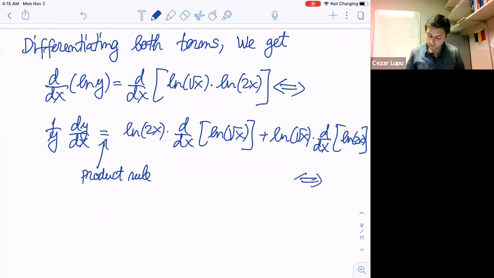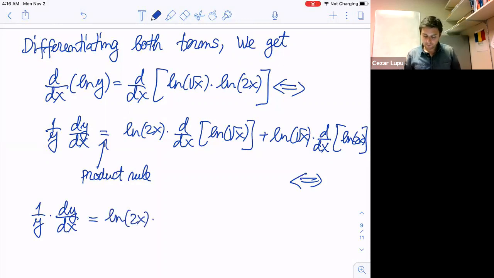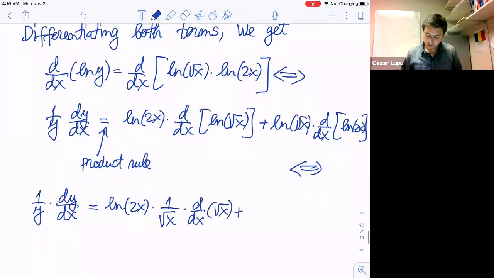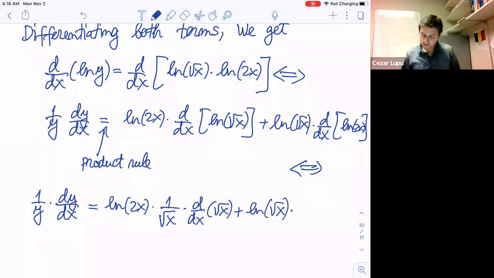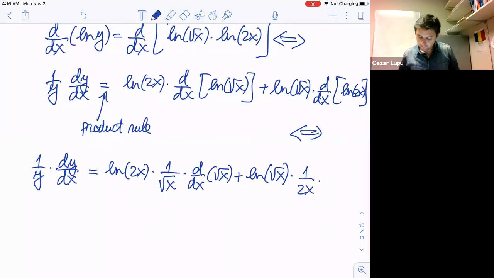Okay, so this will be equivalent with 1 over y dy over dx equals ln of 2x times, and now the derivative of ln of square root of x, which will be 1 over square root of x times the derivative of the square root of x. Okay, let's do it step by step. Plus, this will be ln of the square root of x times 1 over 2x times the derivative of 2x.